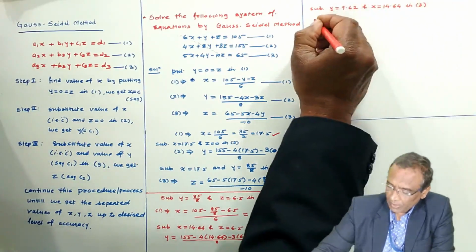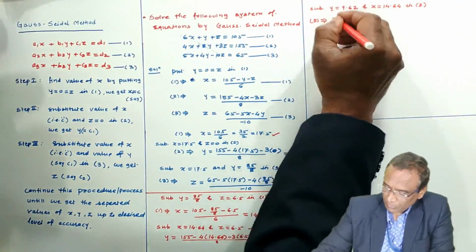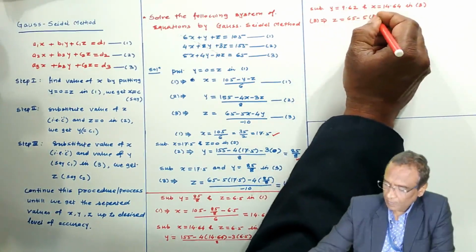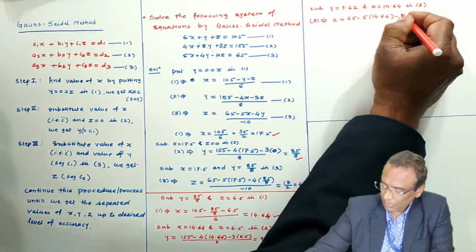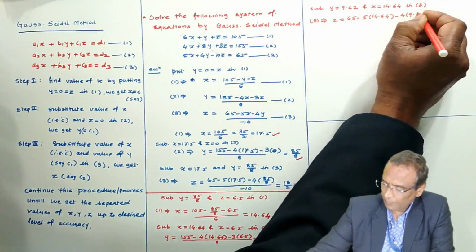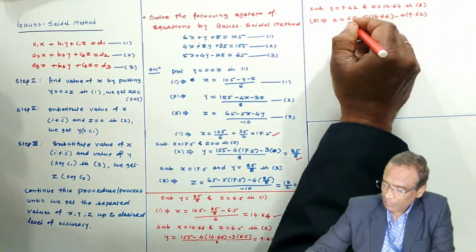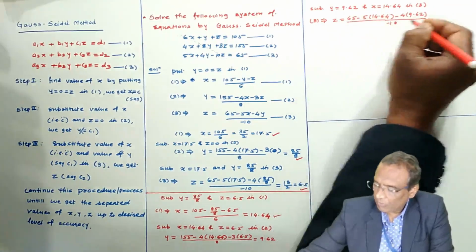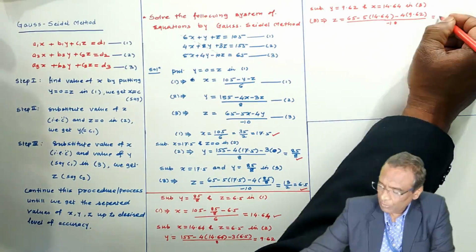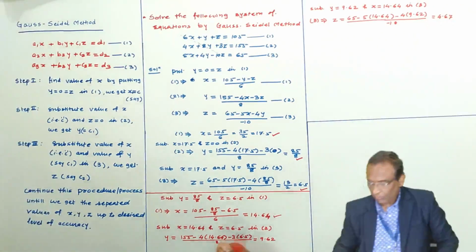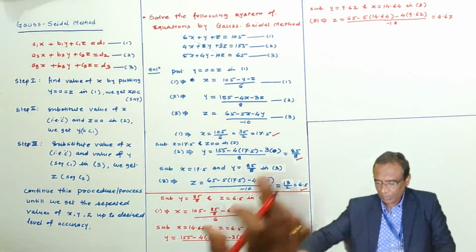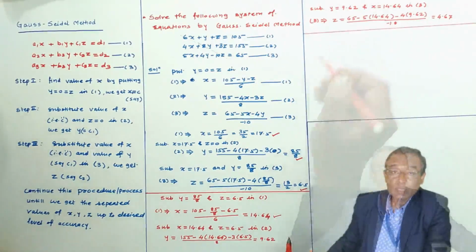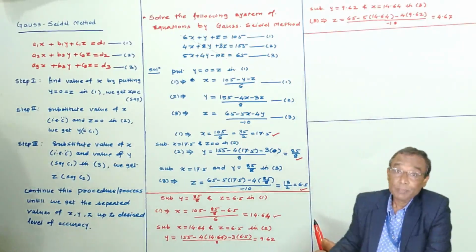And equation 3 employs 65 minus 5 into x minus 4 into y, and this divided by minus 10. Value of z is coming to be 4.67. Now we have two iterations, the first iteration and the second iteration. We concentrate on whether the values are being repeated or not.